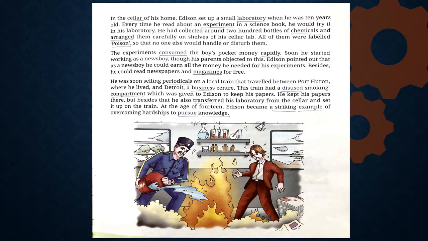When Edison was 10 years old, he set up a laboratory in the cellar of his home. Cellar means the basement of his house. He had collected a lot of bottles of chemicals, and he had labeled all of them poison because he did not want anybody to touch it.